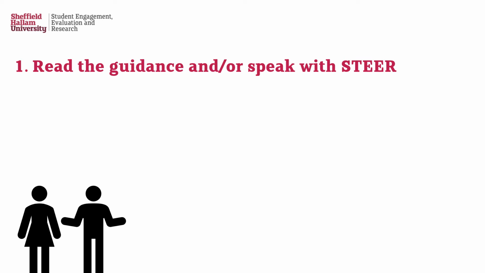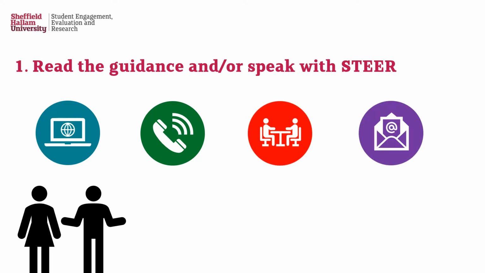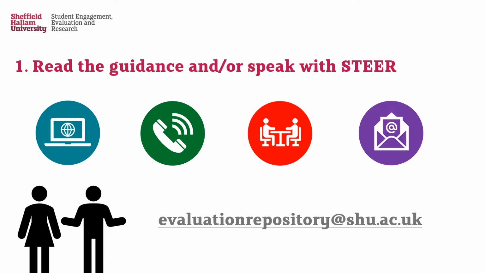Before submitting, we encourage authors to look at the guidance available on the repository website, and if they have not already done so, arrange to speak with a member of STEER by contacting us at evaluationrepository@shu.ac.uk. This will provide an opportunity to ask any questions about the repository and to clarify any expectations about the submission process. There are no restrictions on the types of evaluation items that are accepted for the repository, so it could be an evaluation report, a briefing, or perhaps something creative.